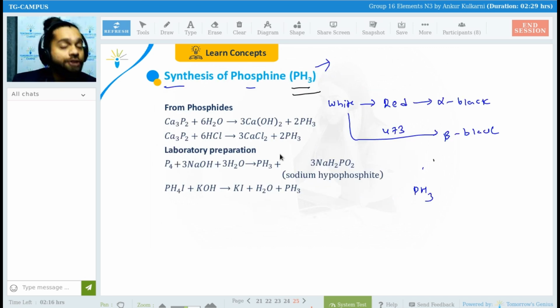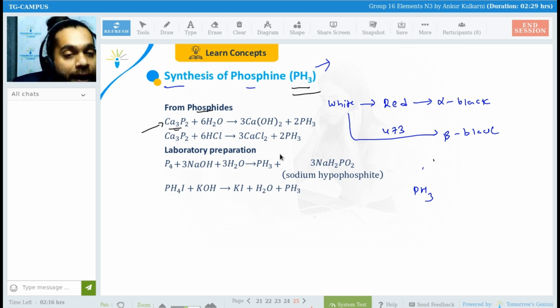See, when you have calcium or alkali metals with oxygen, we call them oxides. When they are attached to nitrogen, we call them nitrides. Similarly, when they are attached to phosphorus, we call them phosphides. Correct? So, for example, calcium phosphide.